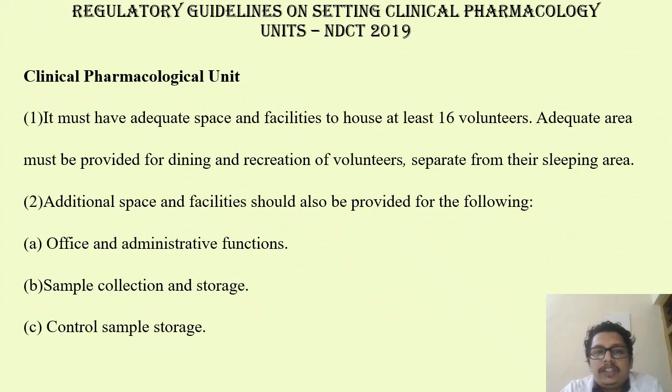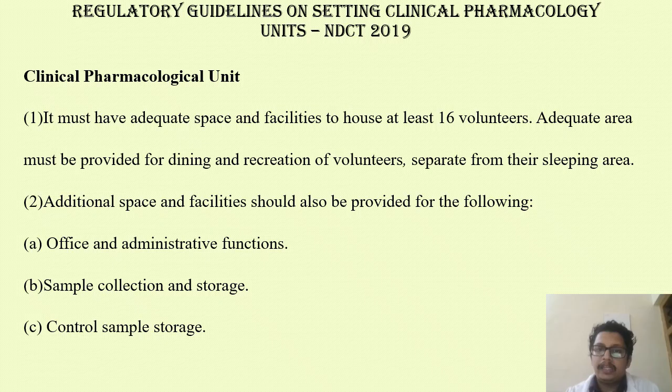So if you consider the regulatory guidelines on setting up a clinical pharmacology unit, as mentioned in the NDCT, New Drugs and Clinical Trials Rules 2019, the clinical pharmacology unit must have an adequate space facility to house at least 16 volunteers. Adequate area must be provided for dining and recreation of volunteers, separate from their sleeping area.